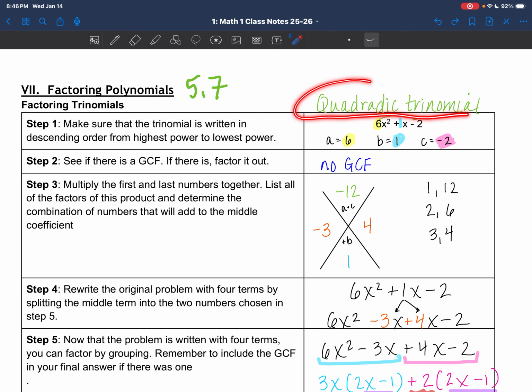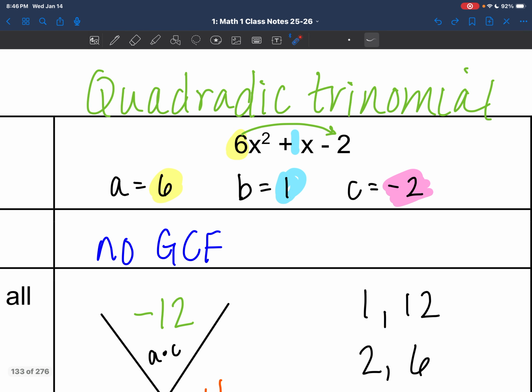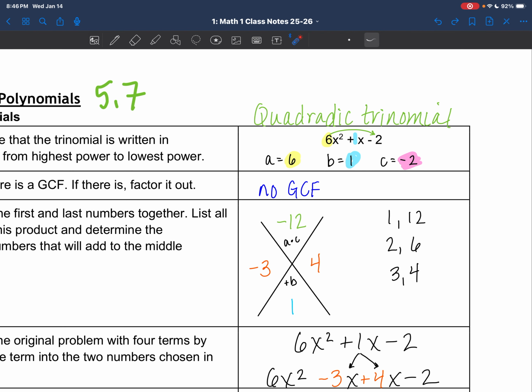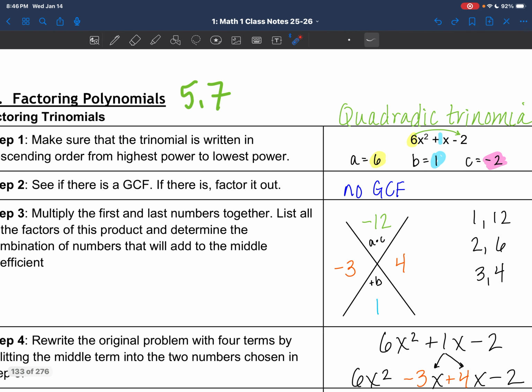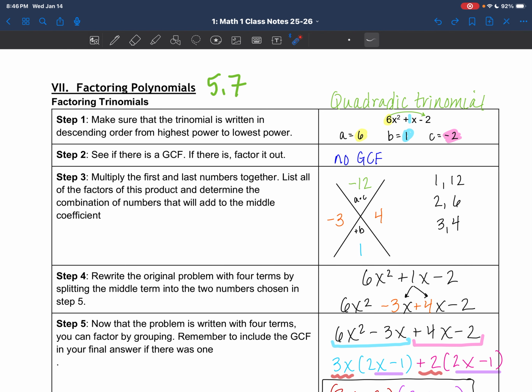First, we're going to use it with a quadratic trinomial. It's quadratic because the highest degree is to the second power, and it's a trinomial because there are 3 terms. We talked about difference of squares, which has 2 terms, and grouping, which has 4 terms. So this is where we have 3 terms. We want to first make sure it's written in descending order from highest to lowest power: the 2, the 1, and then the constant.